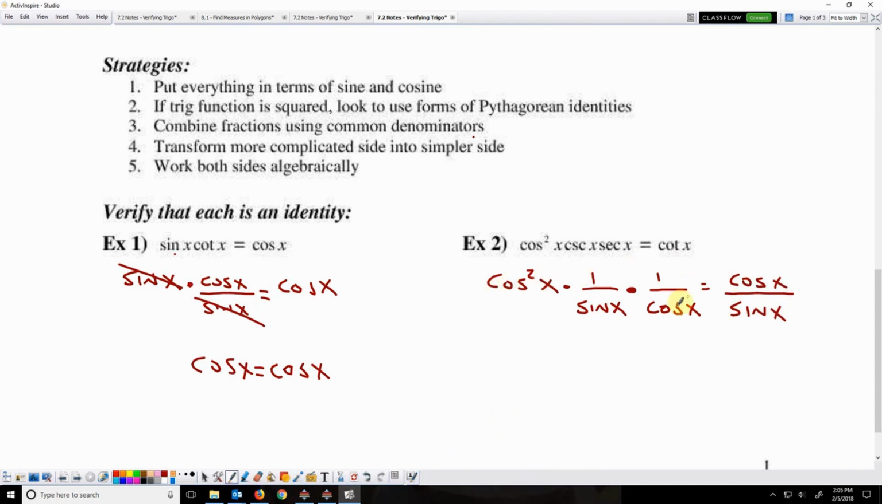So on the left side, if I multiply my numerators and my denominators, I'm actually going to be able to cancel out a cosine from the numerator and the denominator. So I've got cosine x times 1 times 1, cosine x. Sine x times what's now a 1 is sine x. And the right side is cosine x over sine x. The two sides match, so that proves that this is a true statement.